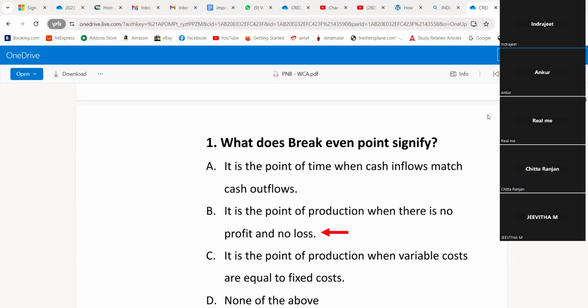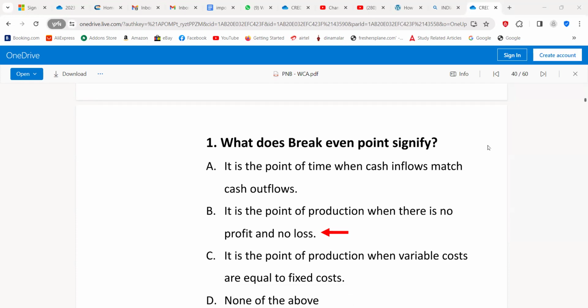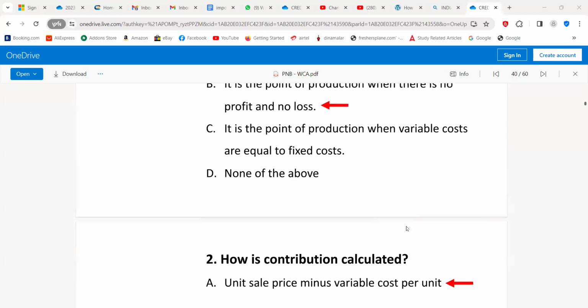Number one, what does break-even point signify? Read the answer only. So break-even point is a point when cash inflow matches cash outflows. Coming to point number B, it is a point of production when there is no profit and no loss. Very good.